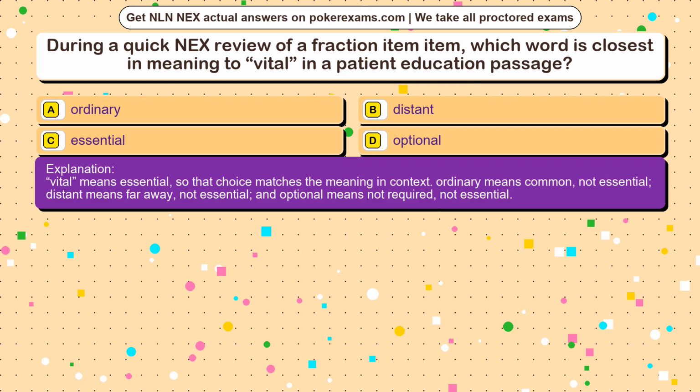Vital means essential, so that choice matches the meaning in context. Ordinary means common, not essential. Distant means far away, not essential. And optional means not required, not essential.